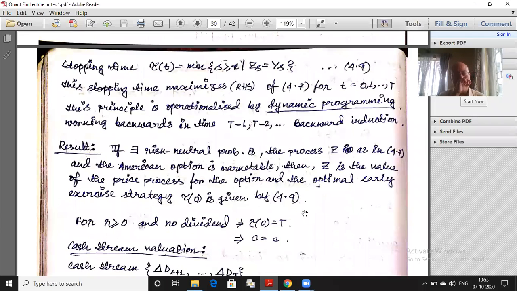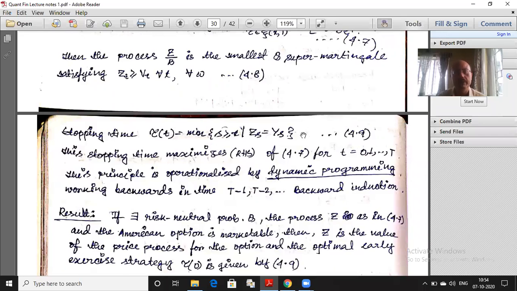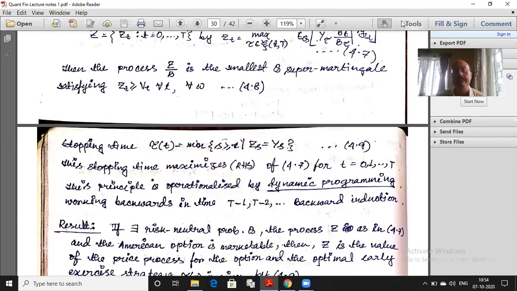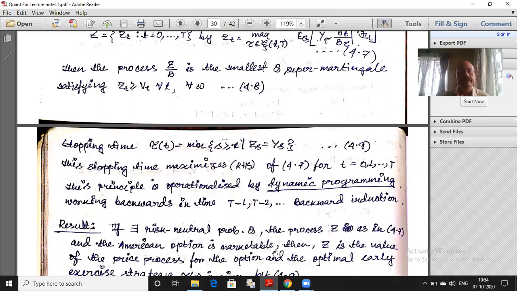Okay. So what is the result that I finally have? This is one result: if I have the risk neutral probability, the process Z as in equation 4.7, this conditional expectation maximization problem. So let me try and keep both things together. This is my Z in 4.7 up here. So the process Z as in 4.7 and the American option is marketable. Of course I need marketability, otherwise I do not have a replicating portfolio and all that, and I cannot price things. Then if these conditions are met, Z is the value of the price process for the option. Z will actually give me the value of the price process after optimization.